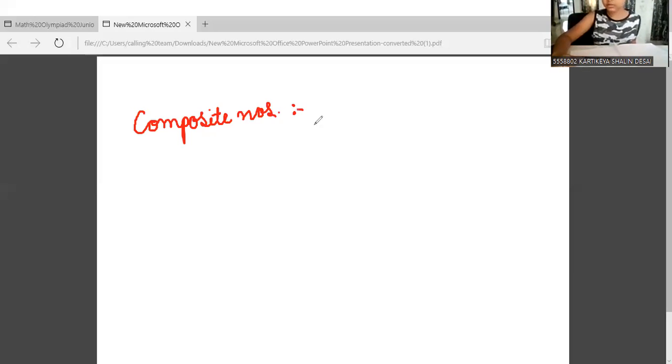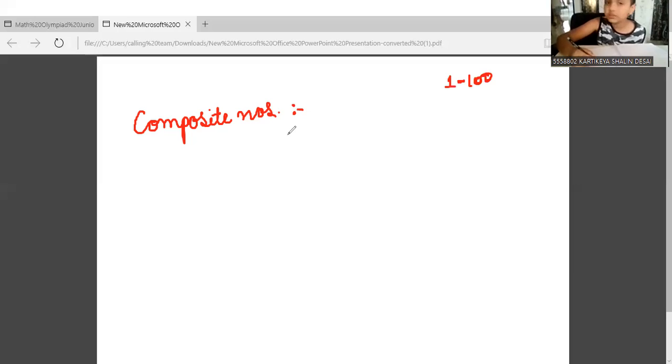Okay. So I was asking you, Kartike, do we have any particular name for all those numbers which are not prime numbers? Composite numbers. Yes, exactly. That's what I have written, composite numbers. So we talked about all the prime numbers from 1 to 100. If I ask you, what do we mean by a composite number? I'm talking about the definition of composite number.